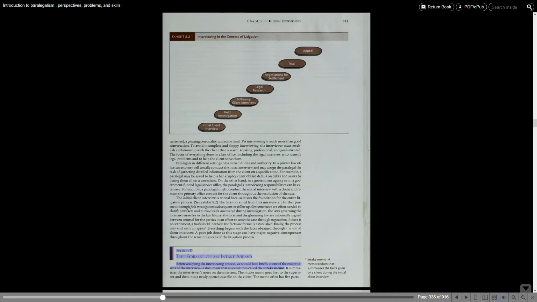Section D. The Format of an Intake Memo. Before analyzing the interviewing process, we should look briefly at one of the end products of the interview, a document that is sometimes called the intake memo. It summarizes the interviewer's notes on the interview. The intake memo goes first to the supervisor and then into a newly opened case file on the client. The memo often has five parts. Intake memo: a memorandum that summarizes the facts given by a client during the initial client interview.